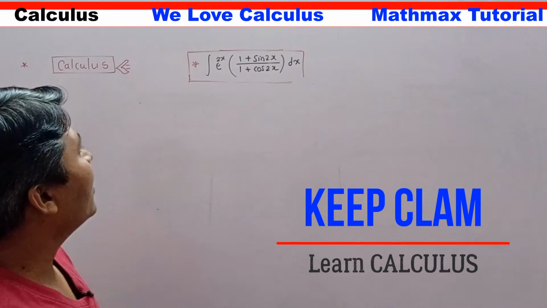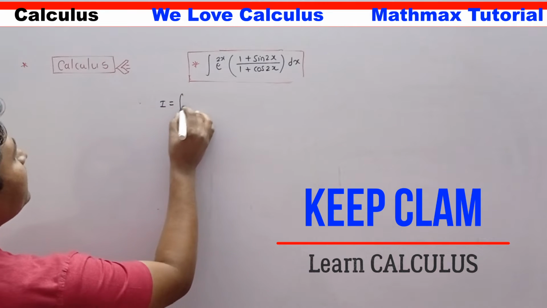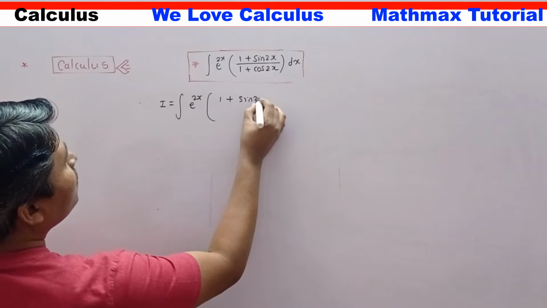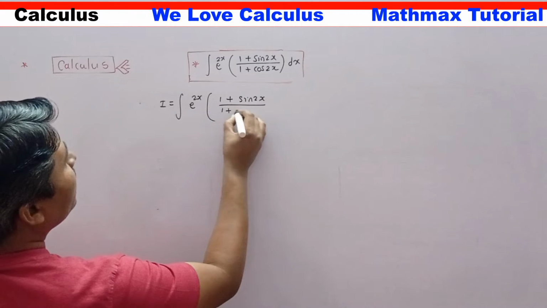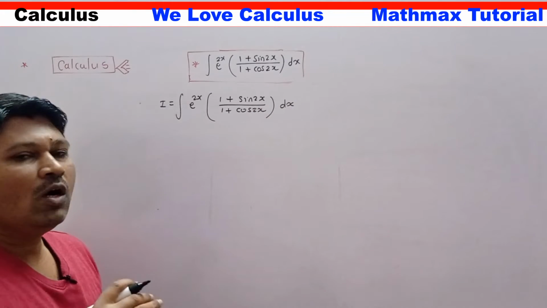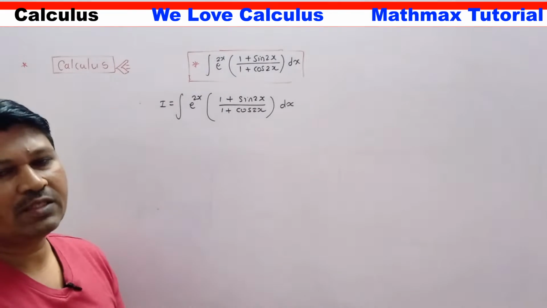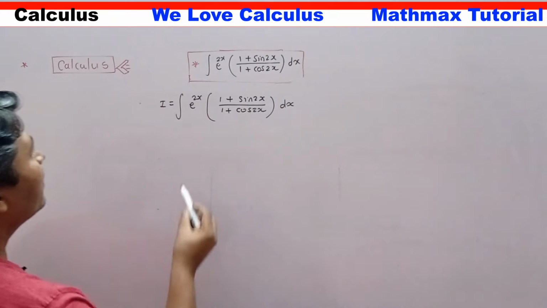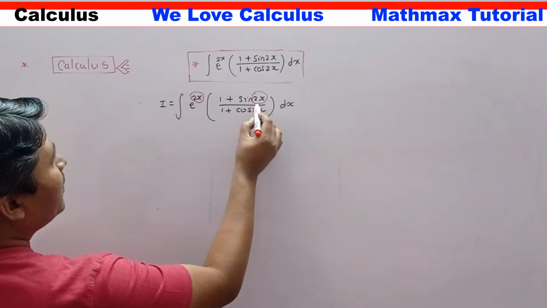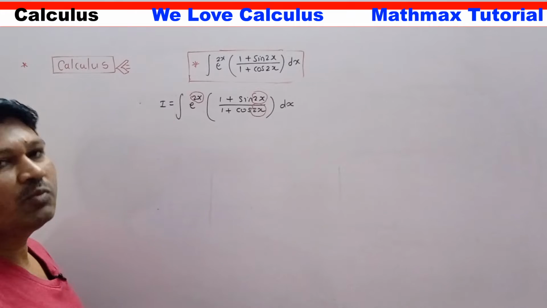Okay, let's start. First we can write the given integral as I equals the integration of e raised to 2x times (1 plus sin 2x divided by 1 plus cos 2x) dx. We think about which method is suitable for this example. Here we observe that 2x is present everywhere, so we can use the substitution method.